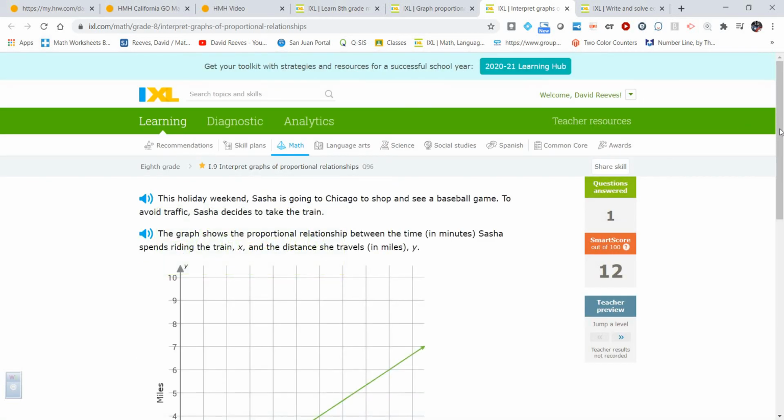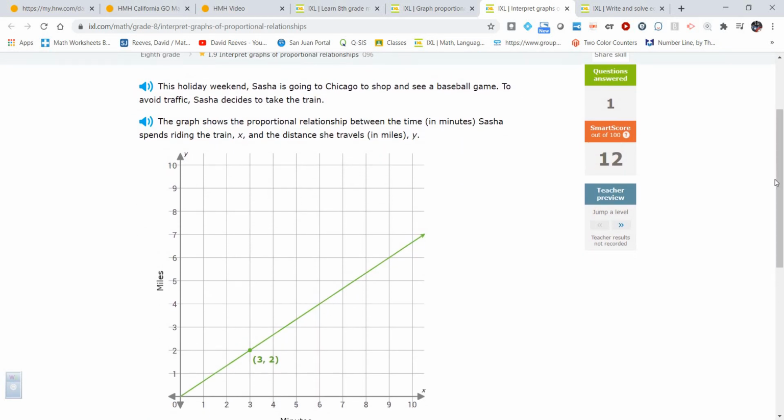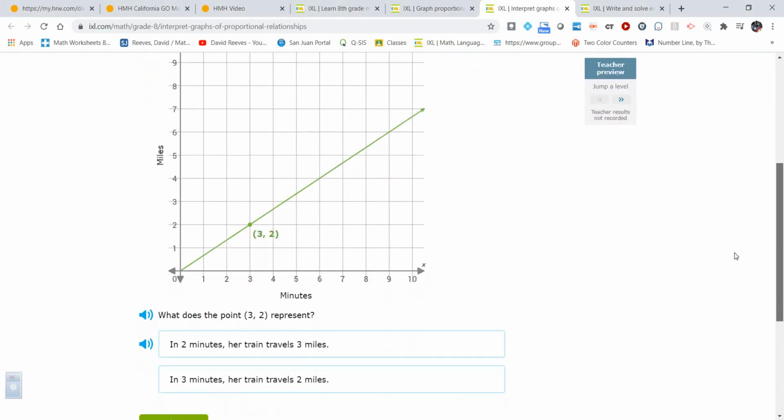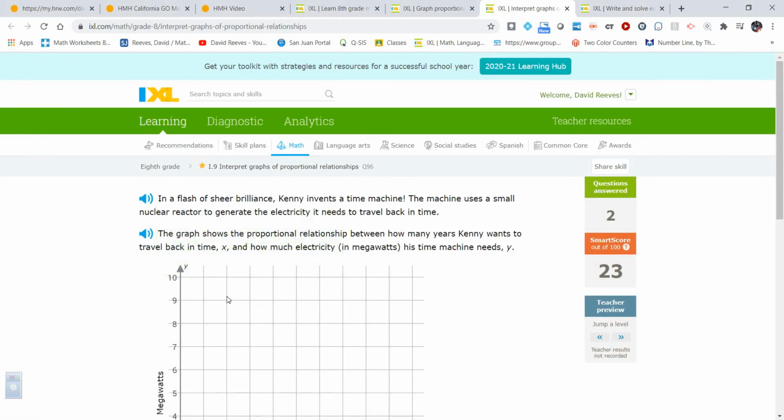Okay, easy peasy lemon squeezy. All right, here we have Sasha going to Chicago. The graph shows the proportional relationship between the time she spends riding the train and the distance she travels. So here's our time in minutes. There's our miles. So what do we have? We have 3 minutes goes 2 miles, right? So in 3 minutes, her train travels 2 miles.